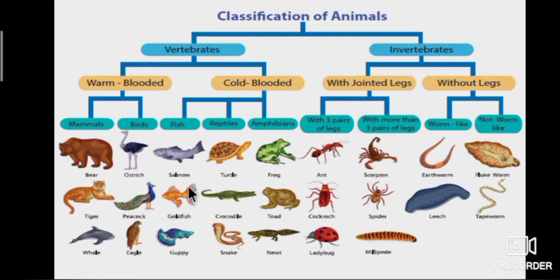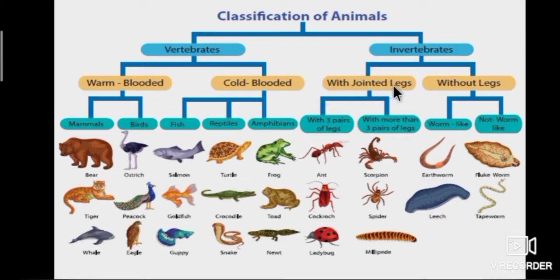Salmon and goldfish are examples of fish. Turtle, crocodile and snake are examples of reptiles. Frog and toad are examples of amphibians.